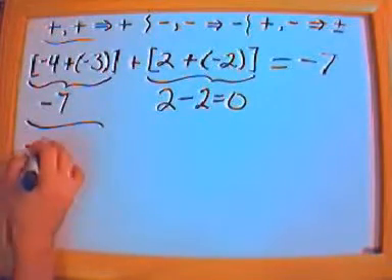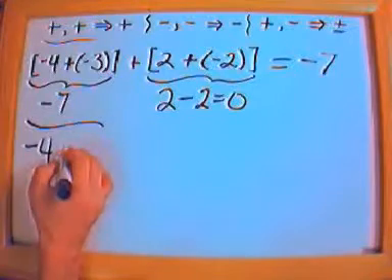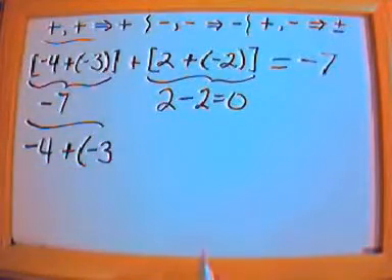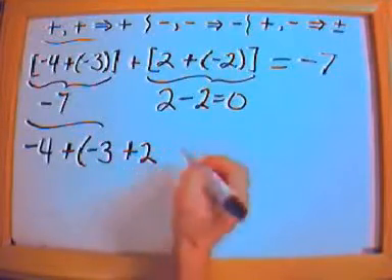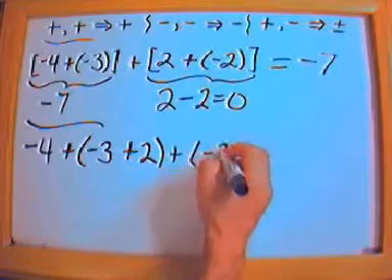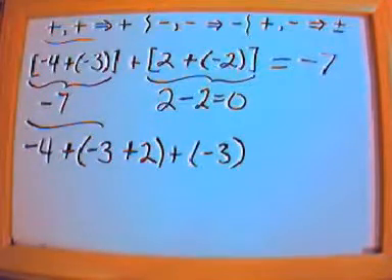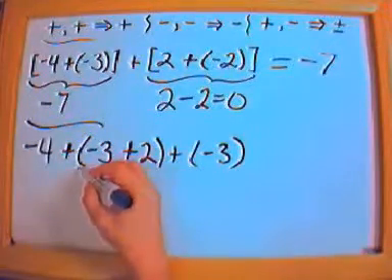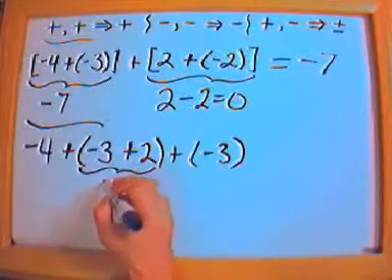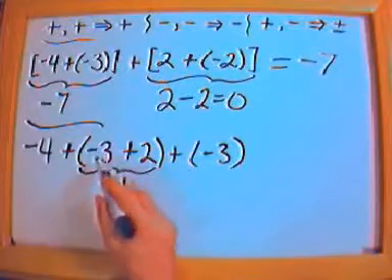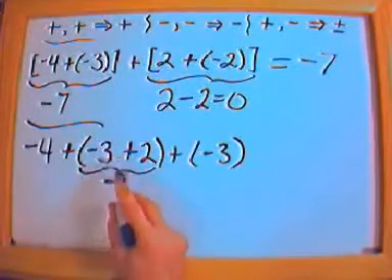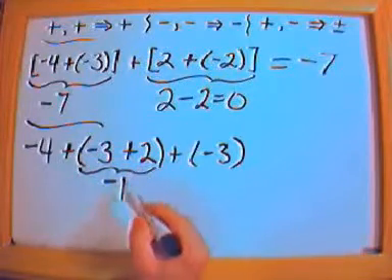Let's do -4 + (-3) + (2 + (-3)). Okay. What is this equal to inside the parentheses? We do that first. Negative 3 plus 2 is equal to negative 1 because negative 3 is the bigger number, so it's going to be negative. And since I have a negative and a positive, I just subtract the absolute values. 3 minus 2 is 1, so negative 1.